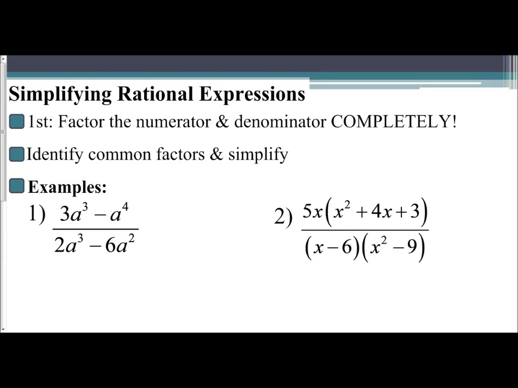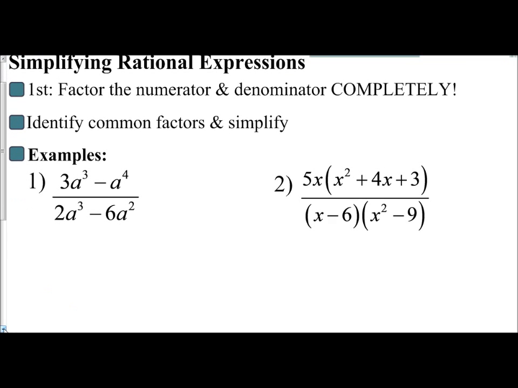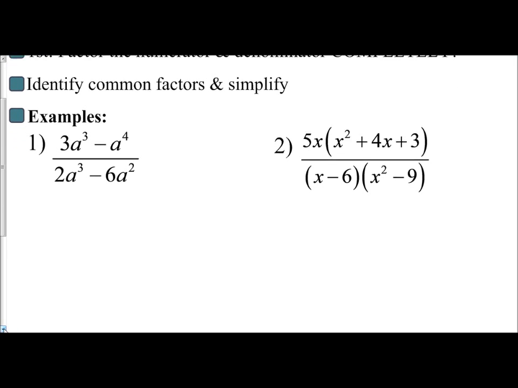In this video, we're going to look at a couple of examples on how to simplify rational expressions. Remember, first thing we said is make sure the numerator and denominator are completely factored, and then identify the common factors in the top and bottom of the fraction and simplify by canceling them out, really dividing them out. So here are two examples.